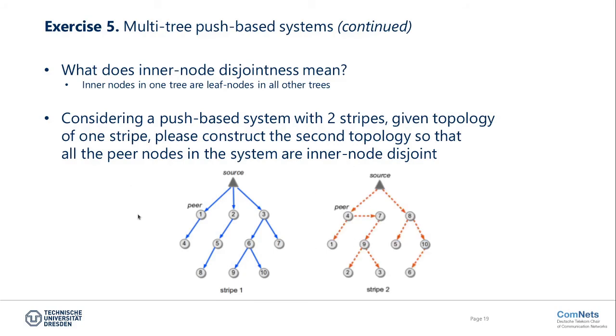Now, if we go back to the inner node disjointness requirement, then we only need to make sure that all the inner nodes in stripe number 1 will be leaf nodes in stripe number 2. So all the nodes 1, 2, 3, 5, and 6 have to be leaf nodes. The rest of the nodes can either be leaf nodes, as in stripe number 1, or can also be inner nodes, like 4, 7, 8, 9, and 10, their own inner nodes.